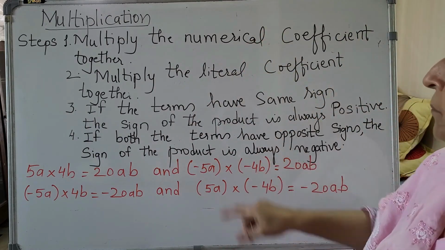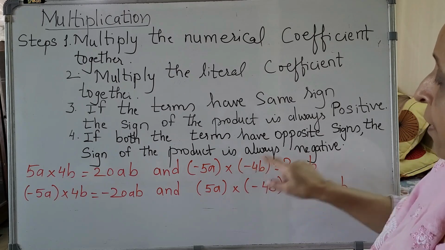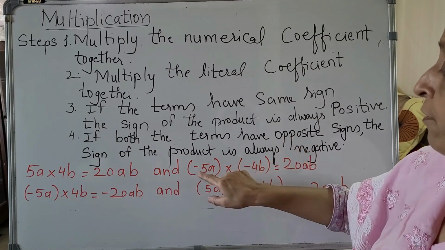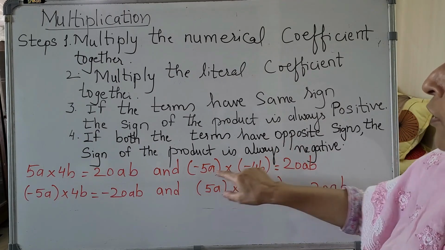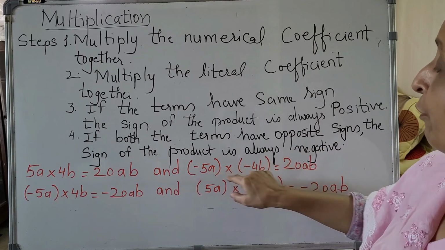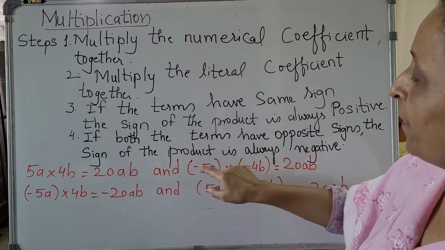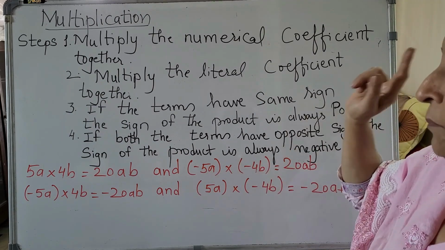So let's see. Here again it is negative, signs are the same, so it is going to be positive. 5 into 4, the numerical coefficient 20, ab, the literal coefficient as it is. The signs are the same, therefore it is positive.